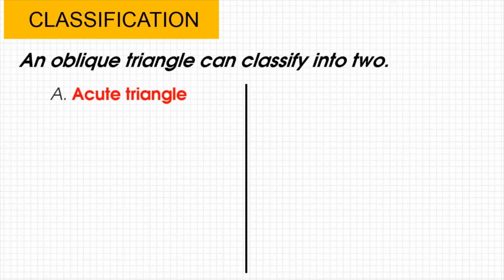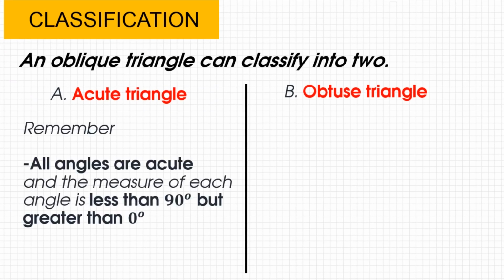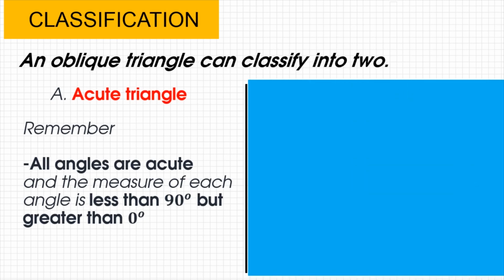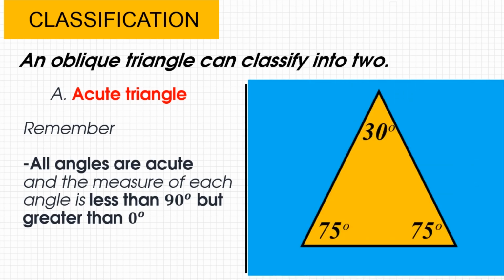An oblique triangle can be classified into two: letter A, acute triangle, and letter B, obtuse triangle. When we say acute triangle, all angles are acute, and the measure of each angle is less than 90 degrees but greater than 0 degrees. For example, take a look at this triangle. The measures of the angles are 30 degrees, 75 degrees, and 75 degrees, so this triangle is an acute triangle.